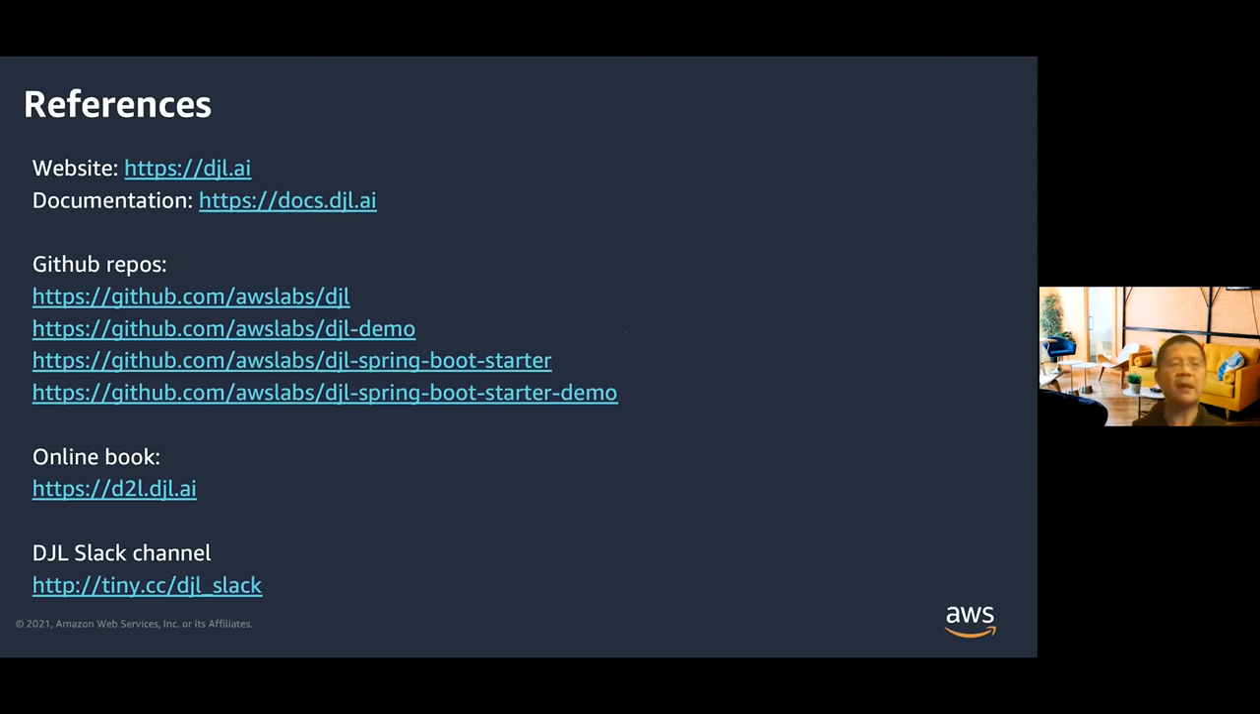Yeah. So our website is djl.ai. You can visit our website and get most of the resources from there. We have a docs website, and we have GitHub repositories. We have several repositories. One is the DJL main repository, and we have a DJL demo repository, a Spring Boot starter repository, and the Spring Boot demo repositories. The online book URL is live. You can read the book directly from the URL shown here. It's d2l.djl.ai. And welcome to join our Slack channel as well. If you have questions, you can just join our Slack and we will respond from there.